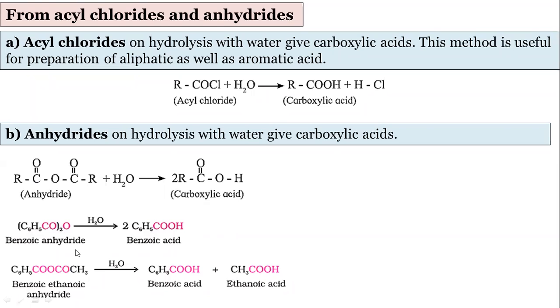See, one example is given here. In this example, this is benzoic anhydride. We get benzoic acid. And if two different R groups are used, this is a benzoic ethanoic anhydride, C6H5. This is benzoic and this is ethanoic anhydride. We get two different acids here, benzoic acid and ethanoic acid. So depending upon the anhydride used, we get the acids just by using hydrolysis.